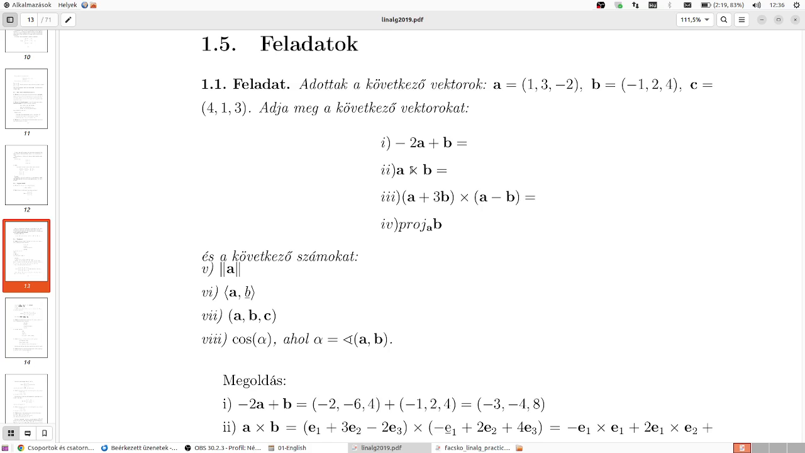gamma is the angle of A and B, and this is what we are looking for. So if I have this one, then I can easily calculate this angle. It's nothing more than this and this. Okay, we have A times B. We have the length of A. We don't have the B.